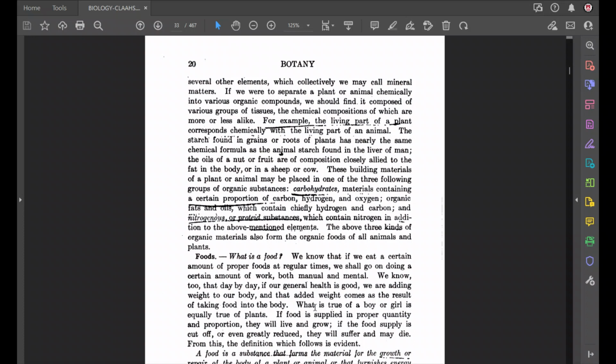What is your body made of? What are the plants and trees outside made of? What is the actual material? The building materials of a plant or animal may be placed in one of the 3 following categories. And the 3 categories are carbohydrates, nitrogens, and fats. The first is carbohydrates, and you've seen these words before.